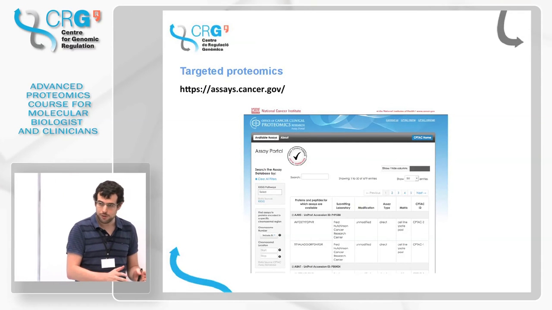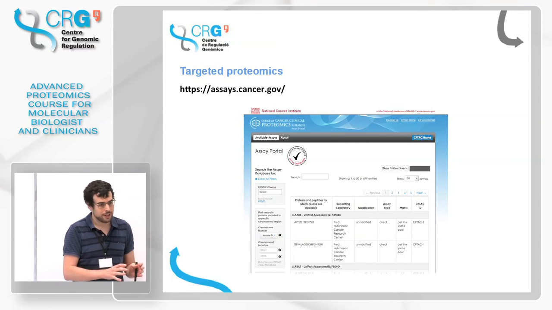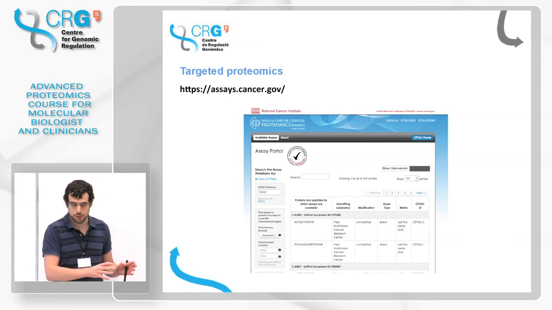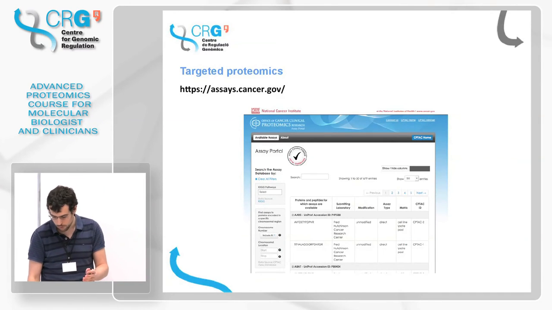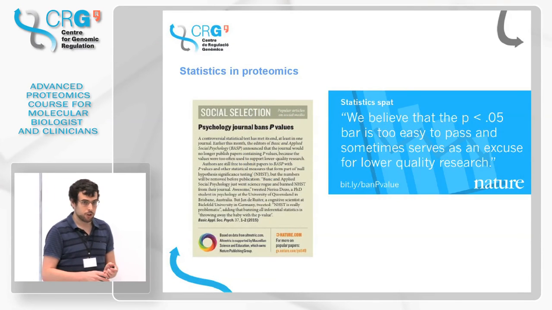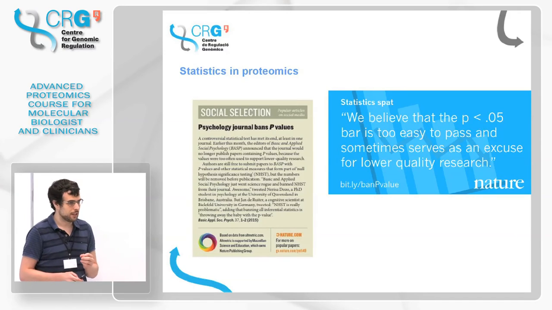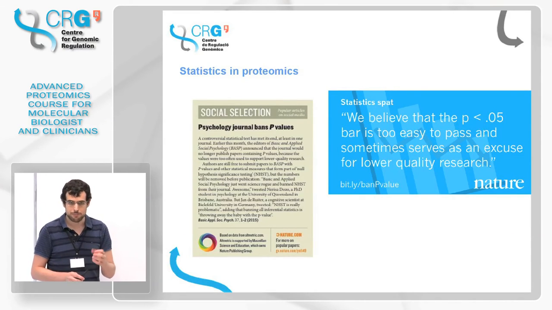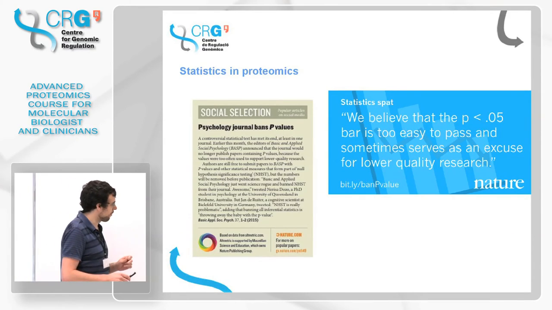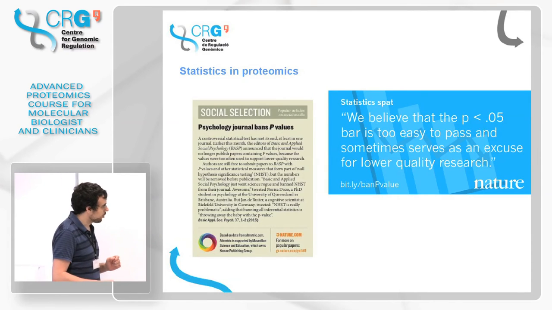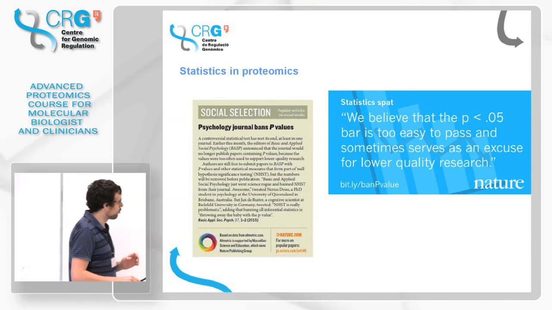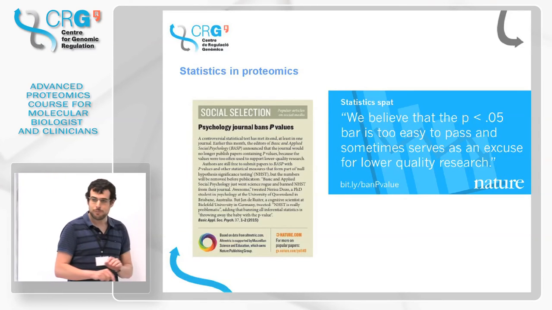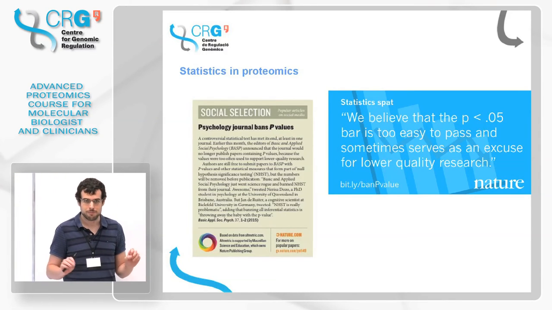So today, I didn't introduce it yet, the principles of mass spectrometry. We have seen discovery proteomics, targeted proteomics, and on Thursday, what we will see is statistics in proteomics. And here, there has also been quite a lot of discussion during the last year. One of the highlights, published also in Nature as a brief note, is that a psychology journal bans p-values, right? This means that in this journal, p-values will not be accepted anymore.